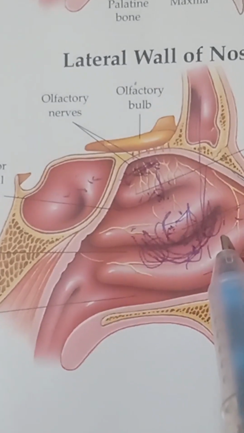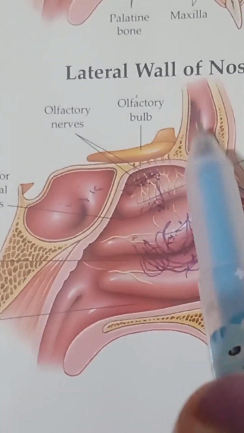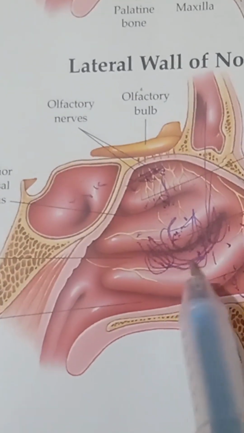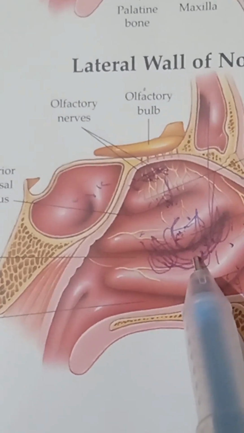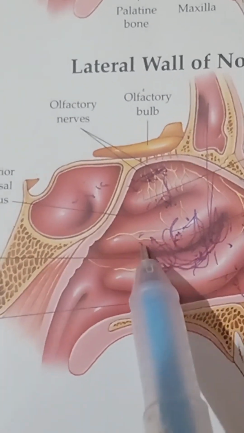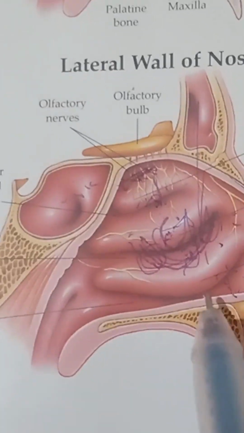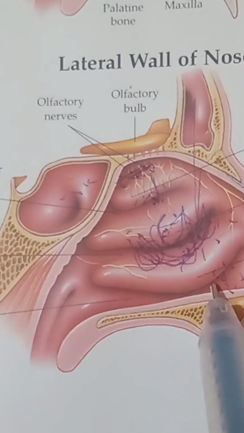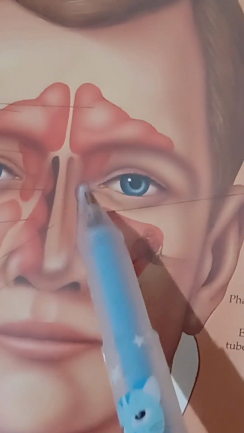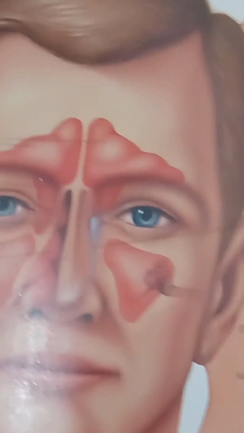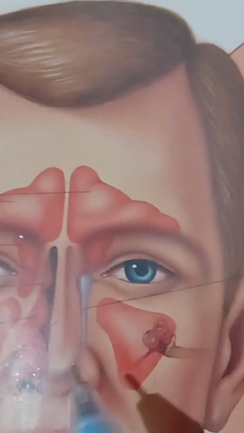In the hiatus there are three drainage openings. The anterior hiatus receives the frontal air sinus, the middle hiatus receives the anterior ethmoidal air sinus, and the posterior hiatus area receives the maxillary air sinus. The inferior meatus receives the nasolacrimal duct, which is shown in blue color.